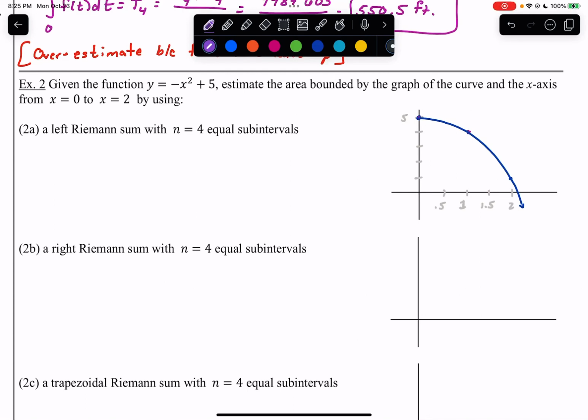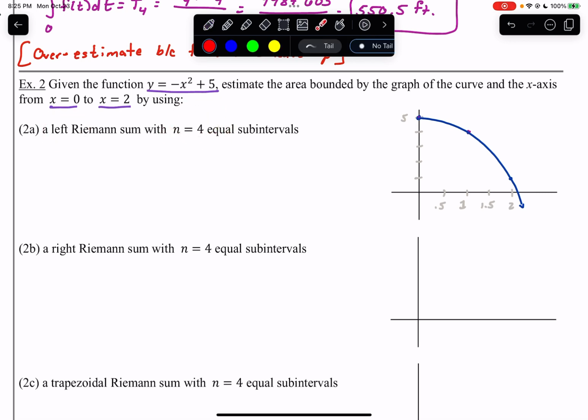The first example we did with the Riemann sum had a table of values, and we created the graph. We can also estimate the area under a curve using a Riemann sum if we are given a function. So in this example, I was given a quadratic, and it wants me to estimate the area of the curve from 0 to 2, and then it's going to give me a variety of Riemann sums. So the first one is going to be a left Riemann sum with 4 equal subintervals.